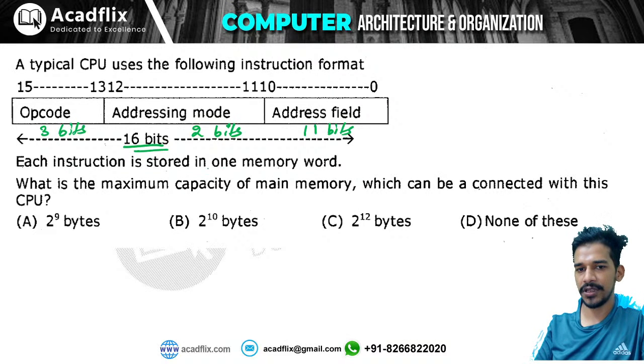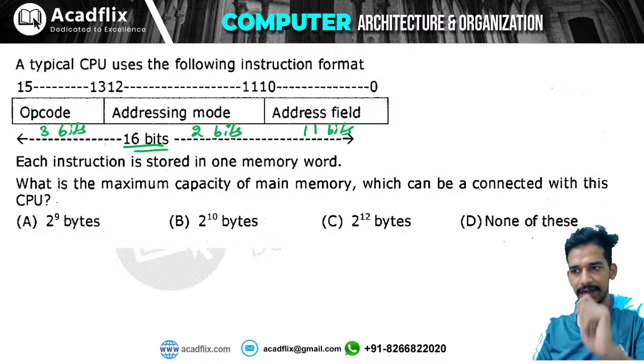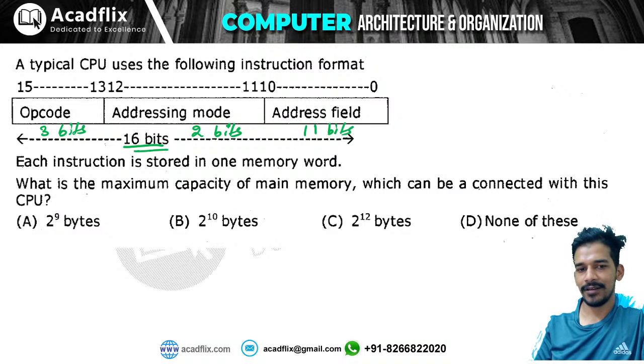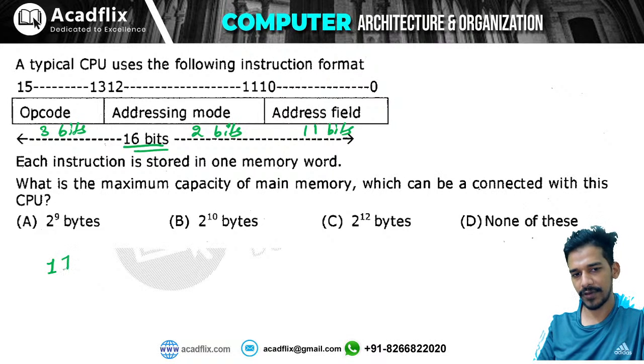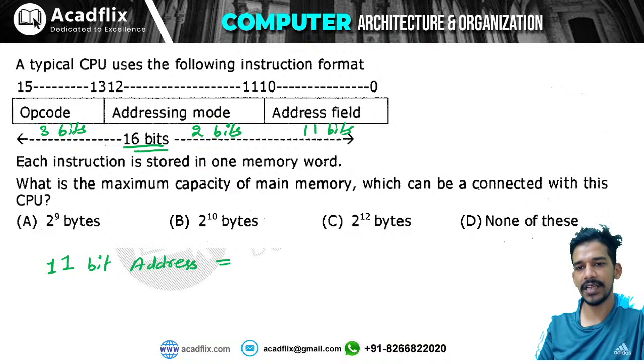Each instruction is stored in one word of the memory. What is the maximum capacity of main memory which can be connected with this CPU? So we have an 11-bit address, and this is telling you that we can, what is the maximum capacity of main memory which can be connected with the CPU. So we have one instruction in one memory word.